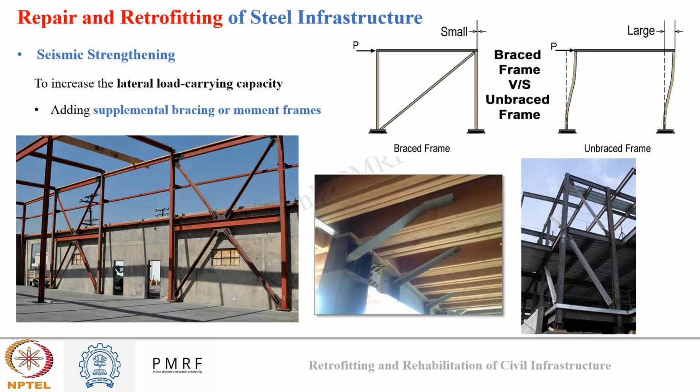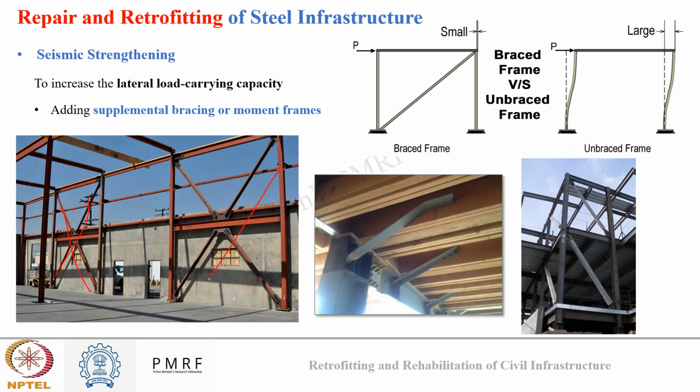Then for seismic strengthening, the way out is to increase the lateral load carrying capacity, and this can be done by using supplementary bracings or moment frames apart from base isolations. As can be seen in the images also, there are several ways to offer seismic isolation or seismic strengthening to the structure. So in the first image, you can see moment frames that were used. You can see cross frames, they were used.